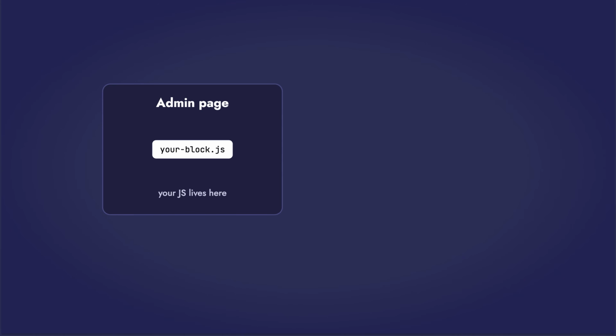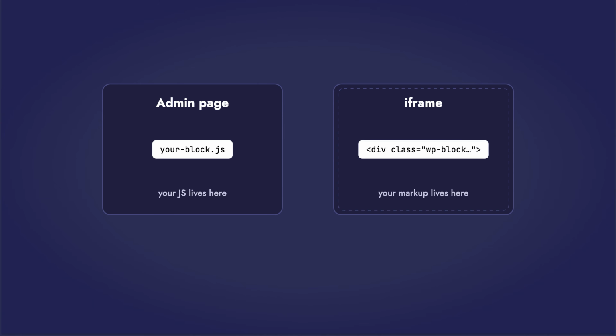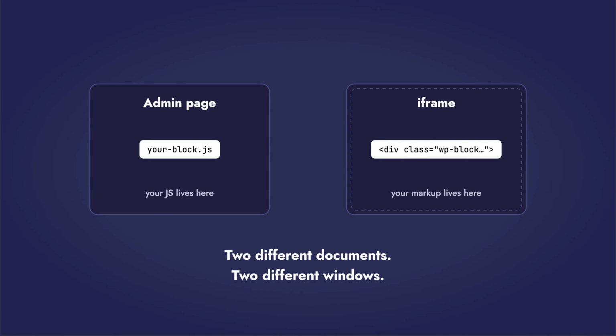And here's the one idea that explains every single bug in this video. Your editor JavaScript loads in the admin page. Your block's markup renders inside the iframe. Two different documents, two different windows. Your code is standing in one room, your DOM is in the other room, and the global document points at the wrong room.